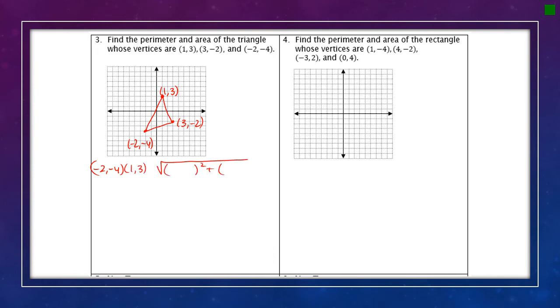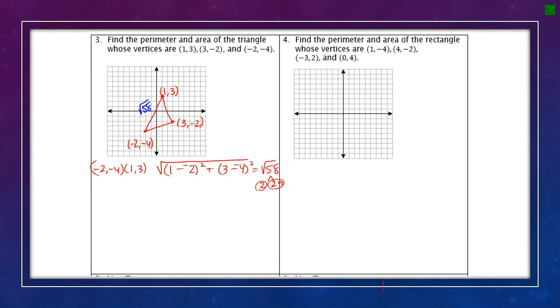So my distance formula would look like this. I would have 1 minus negative 2 and 3 minus negative 4. So that would be 9 plus 49, or 58. And then again, you have to break down any radicals that you can, but if you break down the square root of 58, it's 2 times 29. There's nothing else you can do there. So we get to leave this one as the square root of 58.